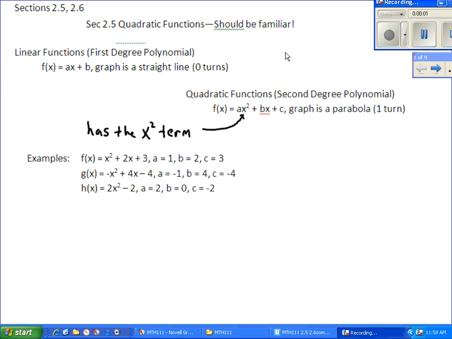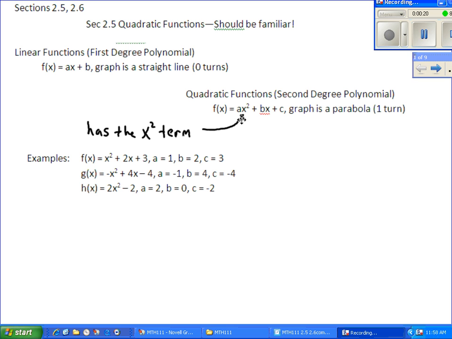Quadratic functions are something I think you're going to be familiar with. Just a reminder, a linear function, which we also call a first-degree polynomial, is something in the form f of x equals ax plus b, and its graph is a straight line. Whereas a quadratic function is a second-degree polynomial, and it has the x squared term.